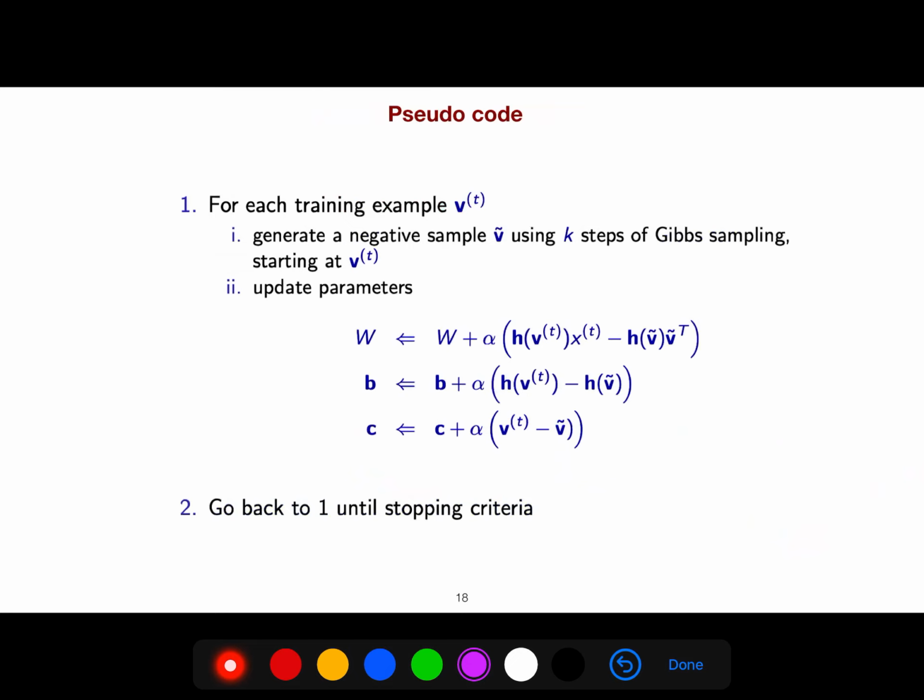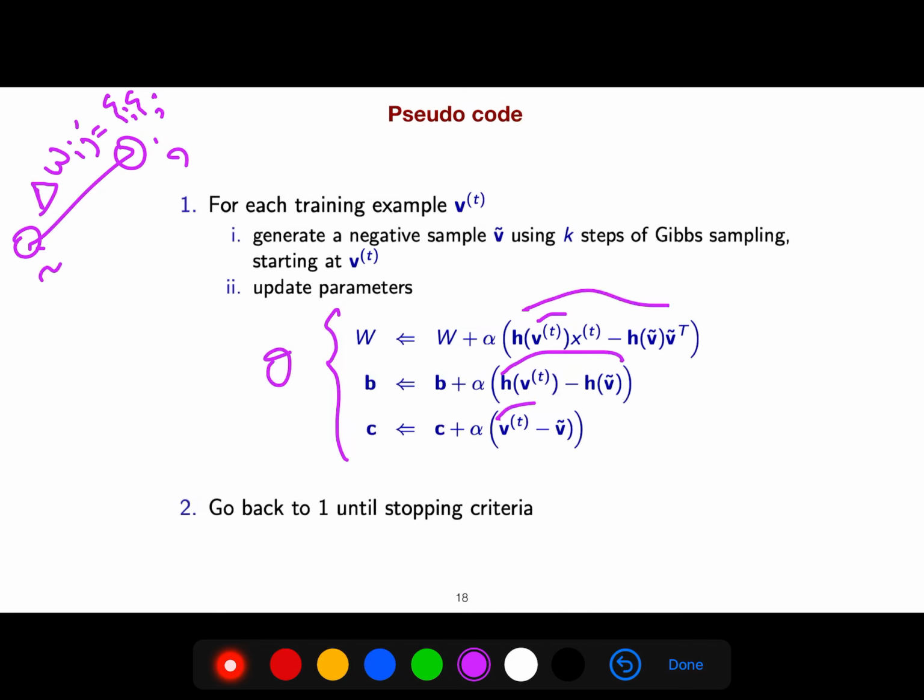I don't know. So this is the pseudocode. For each training example, we generate a negative sample using k steps of Gibbs sampling, and then we update the parameters. These are parameters, theta, that I mentioned. Because we know the gradient, we just substitute this. And of course, we are using negative samples from Gibbs sampling.